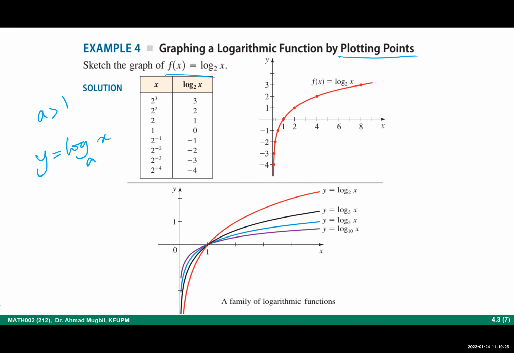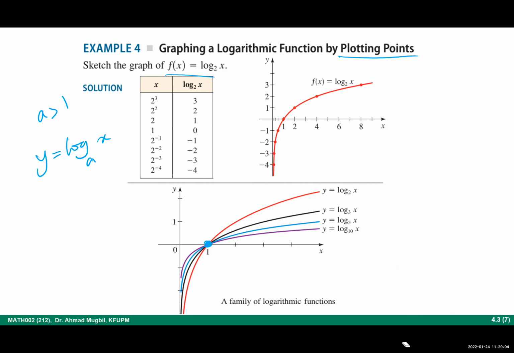Again, notice that they look like each other. Just it will be closer to the x-axis when the base is bigger. So if you have more and more, it will be closer to the x-axis. All of them are passing through the point what? (1, 0). Why? Because log a of 1 equals what? 0, for any a greater than 0, not 1. Okay. What else? All of them are increasing if a is greater than 1.